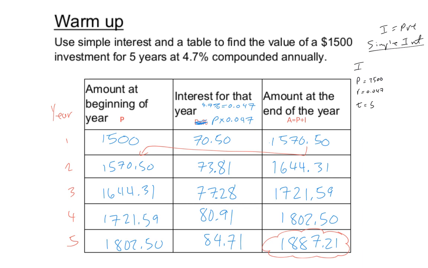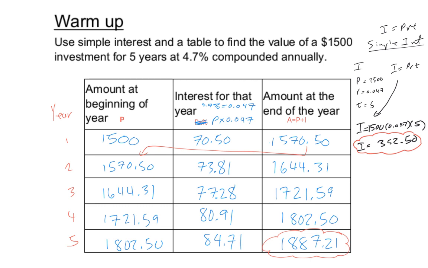So now all we have to do is calculate I. I is equal to PRT. To save space, I'm moving my calculations down. So we have this substitution. And then our final calculation for I will be $352.50.